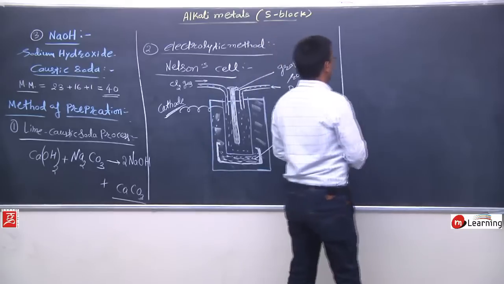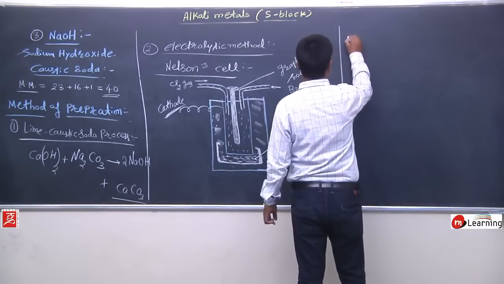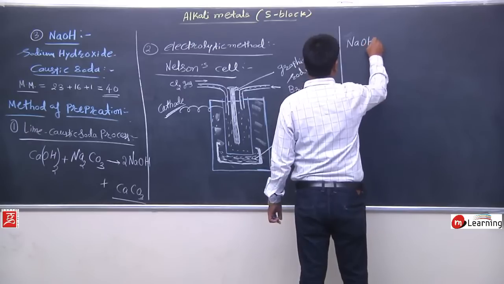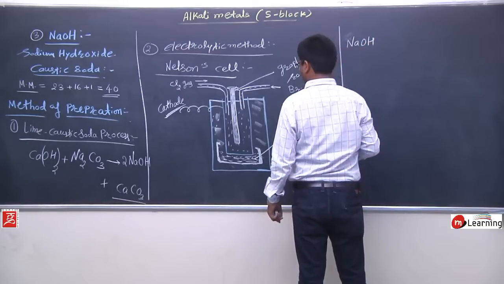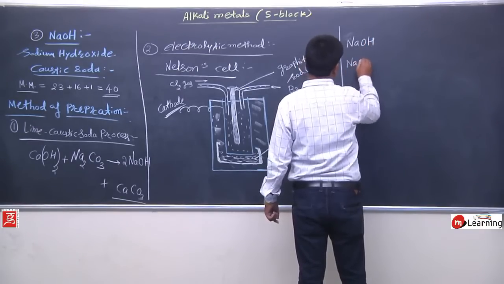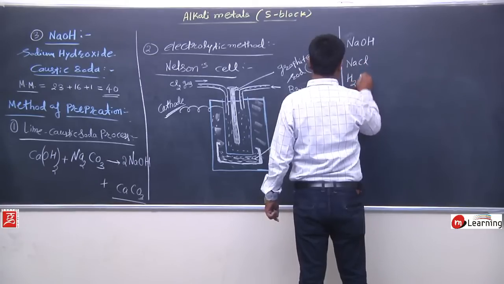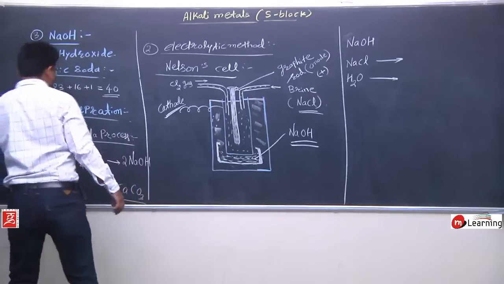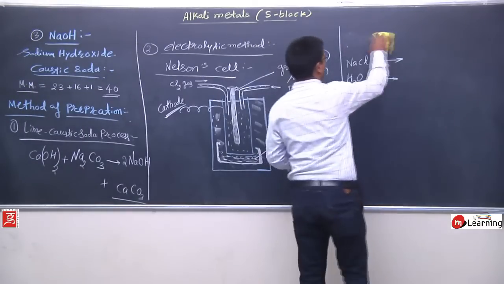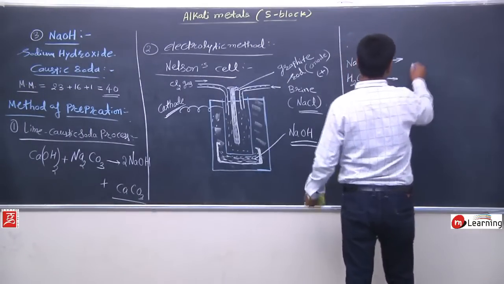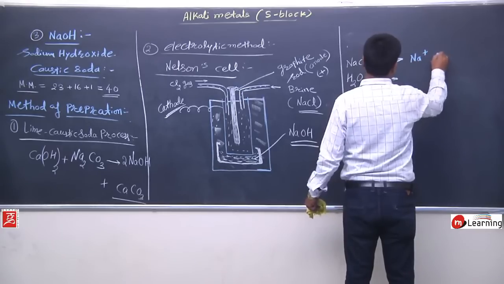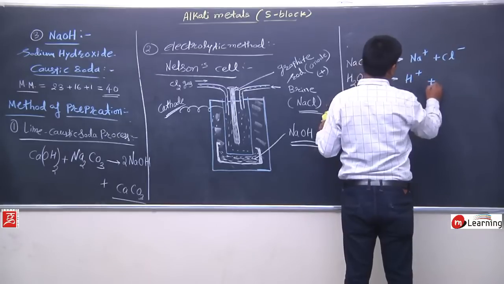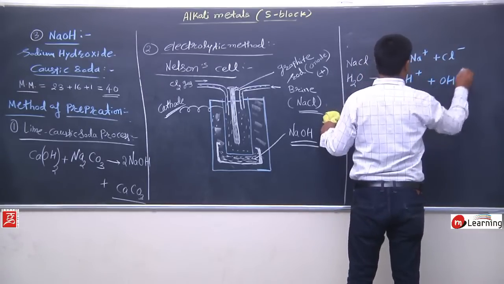Two different processes occur at the anode point and cathode point, on sodium chloride and water molecules. Sodium chloride is ionized into Na positive and Cl negative, while water is ionized into H positive and OH negative.